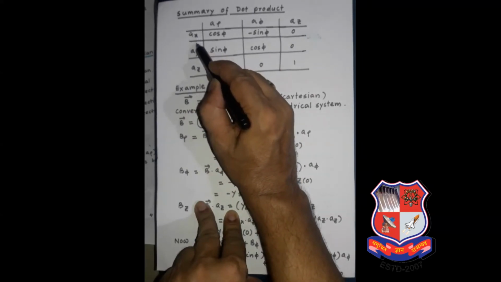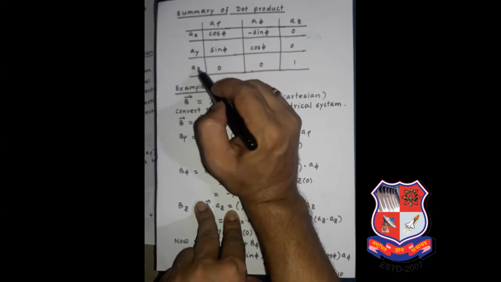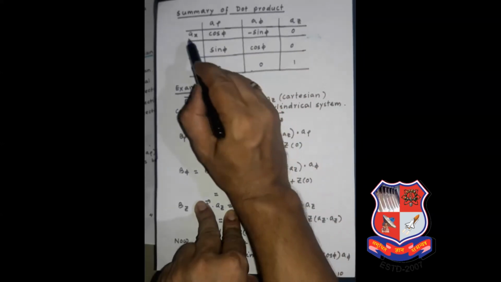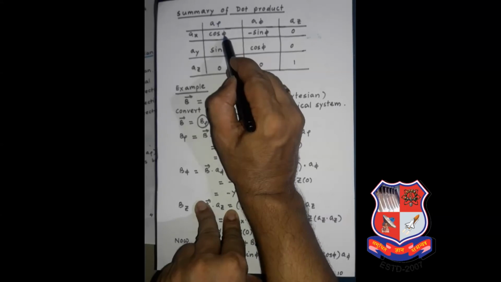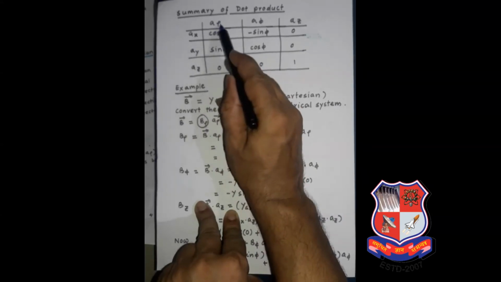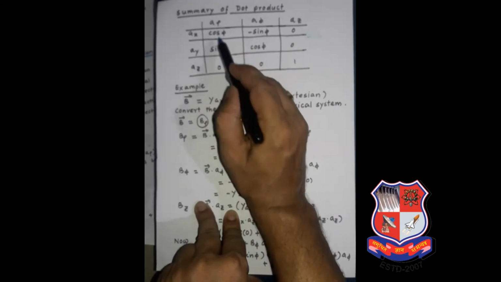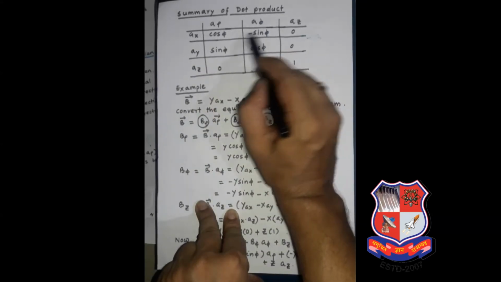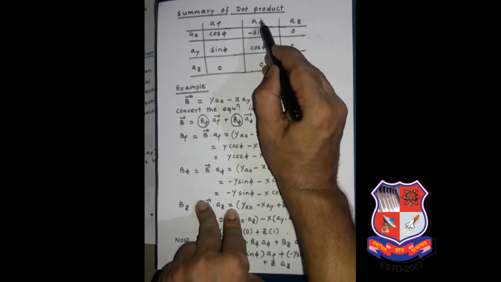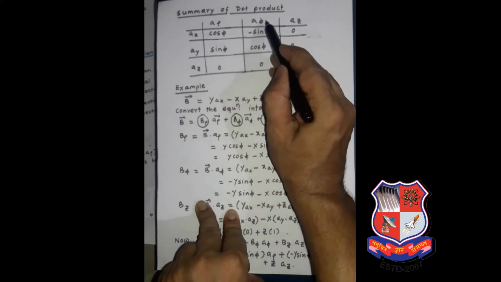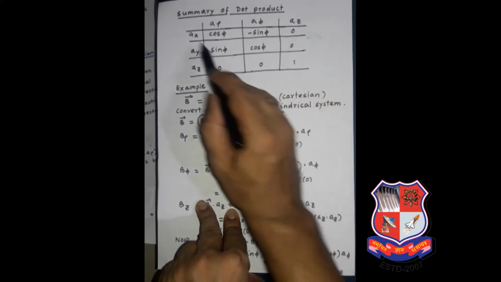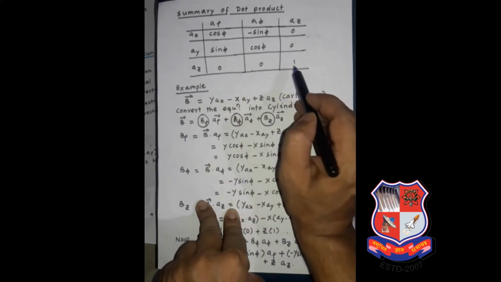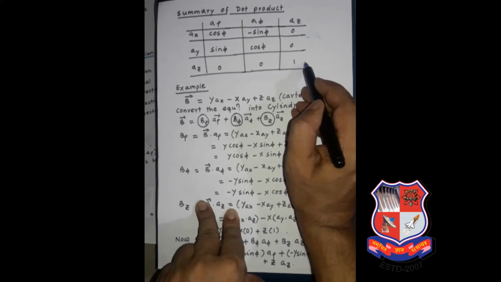Along this column I have taken ax, ay, az, and along this row I have taken a rho, a phi, az. Ax dot a rho is cos phi, ay dot a rho is sin phi, az dot a rho is 0. Ax dot a phi is minus sin phi, ay dot a phi is cos phi, az dot a phi is 0. Ax dot az is 0, ay dot az is 0, az dot az is 1. This table you have to remember.